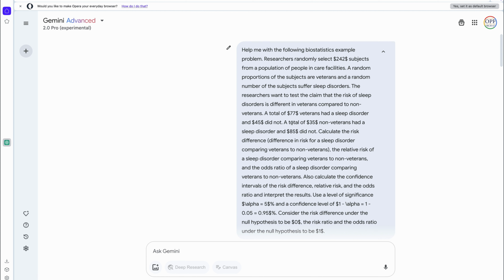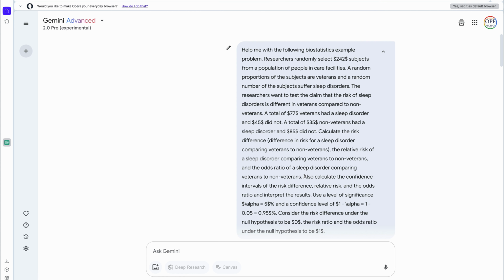Calculate the risk difference. That's the difference in risk for sleep disorder comparing veterans to non-veterans. So we see that we have selected the presence of a sleep disorder. That's our disease. In a contingency table, that will be our D. And comparing those that were exposed to those that are not exposed, we have chosen veterans to be the exposed and non-veterans to be the non-exposed. So then also the relative risk of a sleep disorder comparing veterans to non-veterans, and the odds ratio of a sleep disorder comparing veterans to non-veterans. So remember, those first two are risks, which are synonyms for probability or proportion, and the final one is a ratio of odds. And do remember, there's a difference between probability and odds.